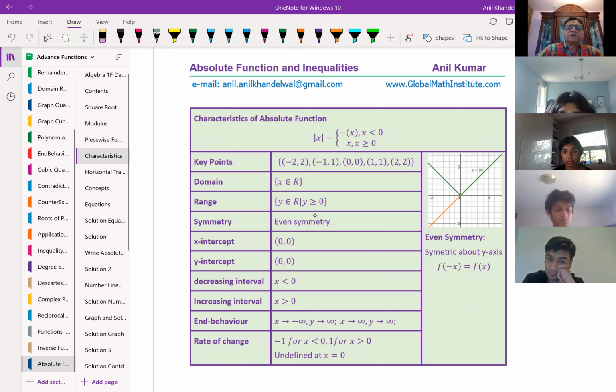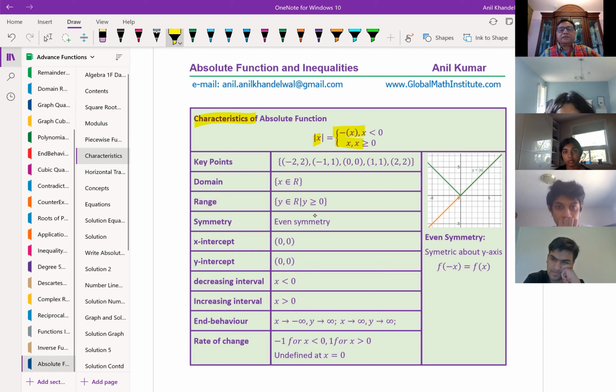So first things first, whenever we talk about any function, we should first define the function. What is the function, right? So in this case, the function is the absolute value of x, which could be written as a piecewise function. That is my function. Now we are talking about the characteristics.